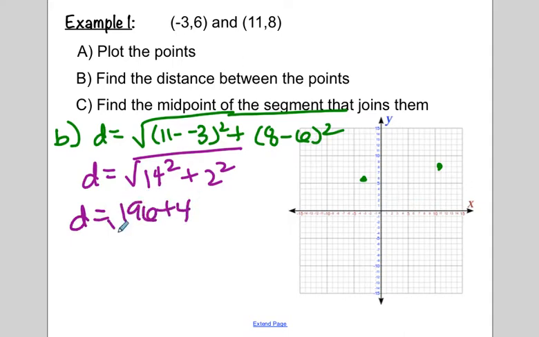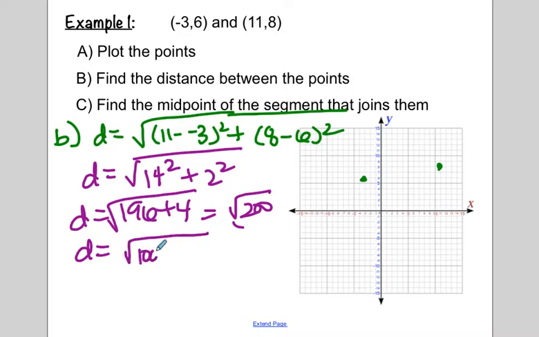Plus 4, so I have the square root of this. And this gives me the square root of 200. Once again, we need to reduce this. So I would say, what's my perfect square in 200? There should be one that you see right away. 100 times 2. Square root of 100 is 10. And we cannot take the square root of 2 perfectly. So my distance is 10 square root of 2. And you could tack on units. So that's for part B.